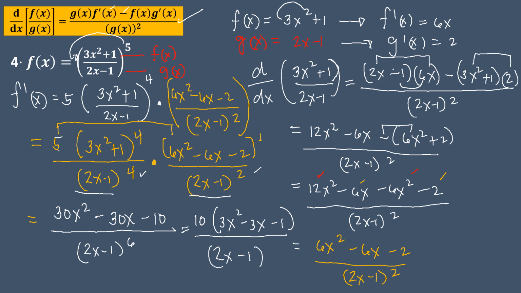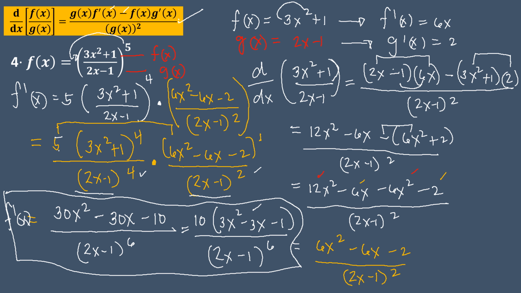Even if we try factoring 3x^2 minus 3x minus 1, it's no use, because the (2x - 1)^6 doesn't have any common factor with it, even if this 3x^2 minus 3x minus 1 has factors. Therefore, this could be considered as our final derivative of example number 4. Again, this is our final derivative of example number 4.